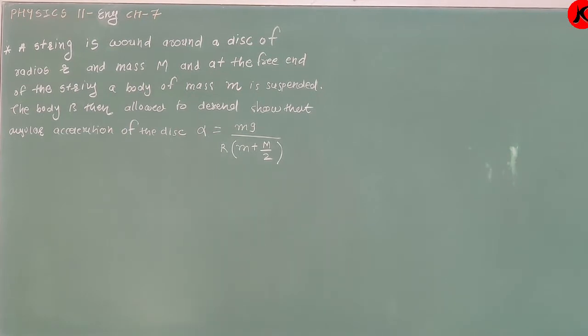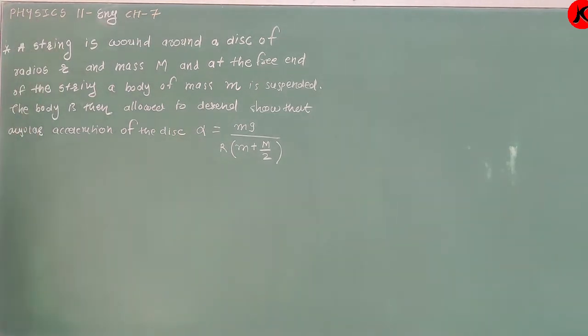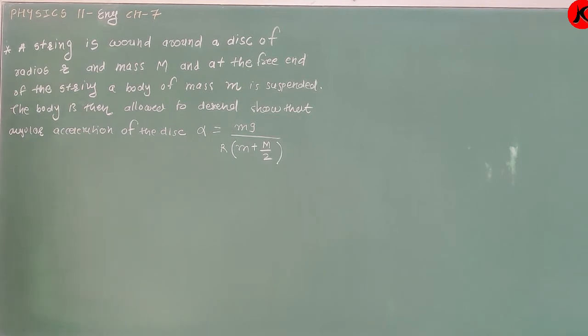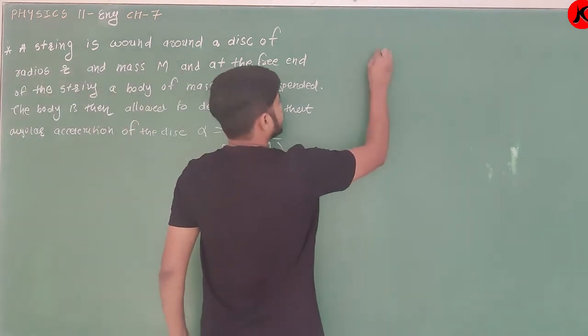Okay, next question. A string is wound around a disc of radius r and mass capital M, and at the free end of the string a body of mass m is suspended. The body is then allowed to descend. Show that the angular acceleration of the disc is alpha equal to mg upon r times (M plus m by 2). Now understand this question. A string is wound around a disc of radius r and mass M.